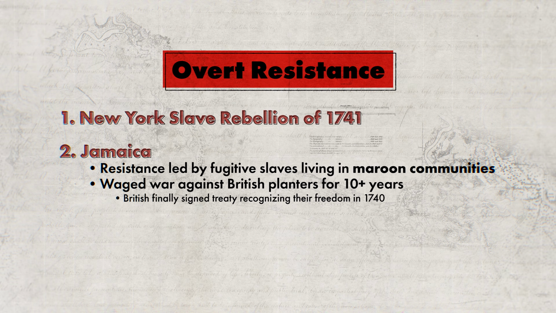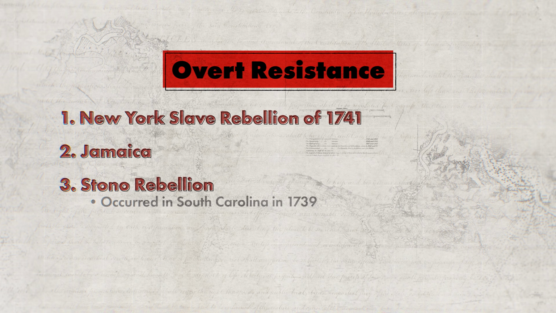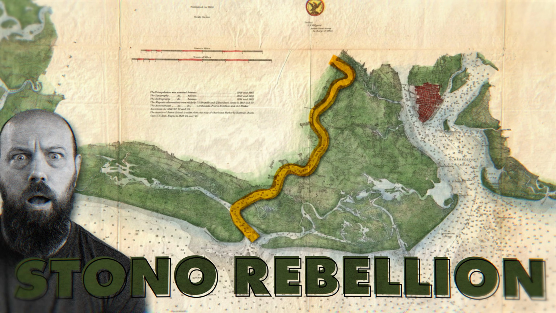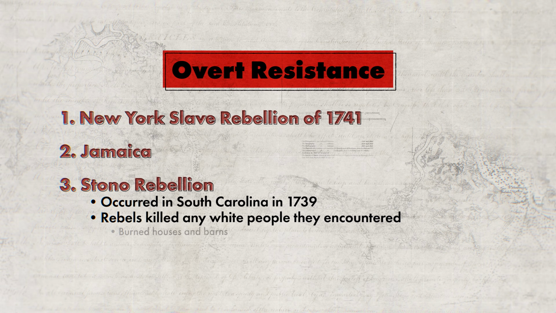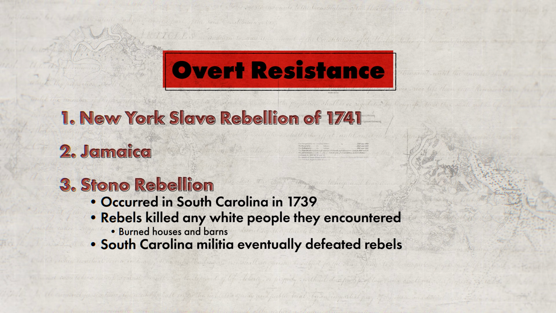And then the most famous of all slave rebellions in the 13 colonies was known as the Stono Rebellion, which occurred in South Carolina in 1739. Basically, a small group of recently arrived enslaved people to South Carolina gathered by the Stono River and launched an attack throughout the region. And the further they marched, the more numbers they gained until the rebels were about 100 strong. And they killed any white people that they came across and burned their houses and barns as well. Now, eventually the South Carolina militia met the rebels in battle and quickly defeated them.